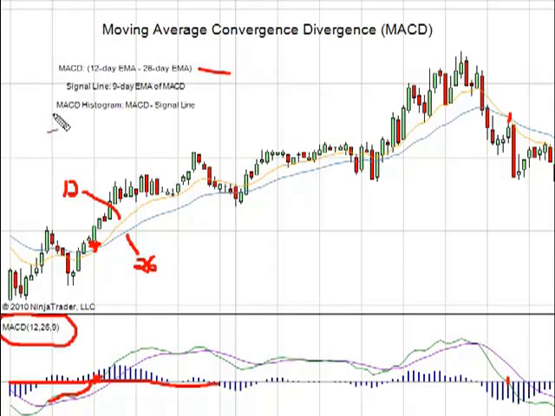The third component is the histogram, which is simply the MACD minus the signal line. So for example, when the MACD is above the signal line, the signal line is in purple, MACD is in green, then it's positive. So you see this blue positive area. When the MACD is below the signal line, the histogram is negative, as shown here, and so forth. So those are the components of the MACD.